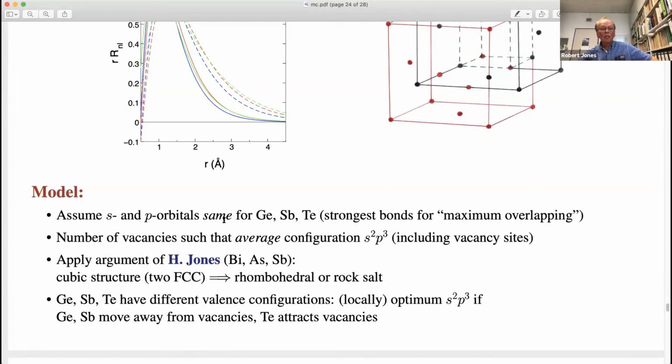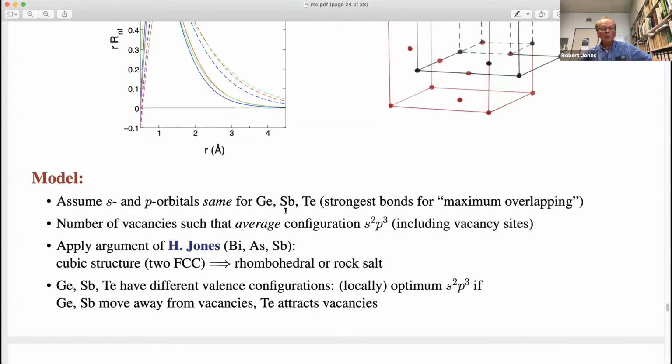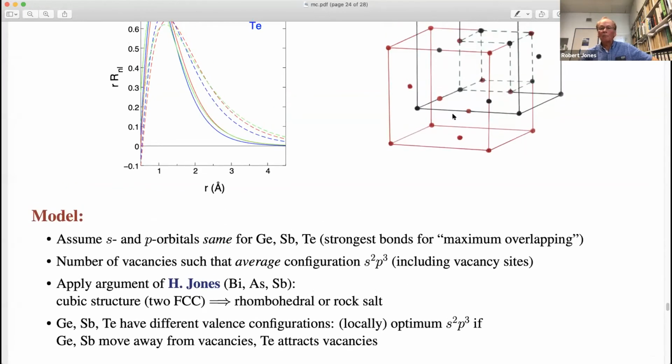If this is true, if we have orbitals that are the same in these cases, apply the argument of Jones, 1934, you can see that the cubic structure, a simple cubic structure, which can be described as two face-centered cubics on top of each other, is unstable, and you will get a trigonal distortion, and you will get, in the case of bismuth, rhombohedral, and in the case where you have differences inside, you have rock salt structure.